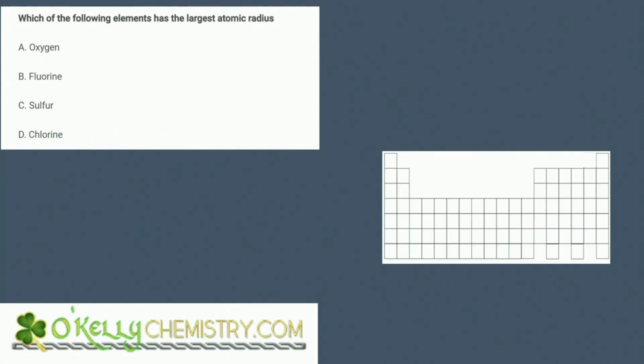So this question reads, which of the following elements has the largest atomic radius? So let's go ahead and find these on our periodic table. So oxygen, fluorine, sulfur, and chlorine. So they're right beside each other. Again, we need to find the largest atomic radius. So we're looking for the element that is furthest left and lowest. So that's going to be sulfur.